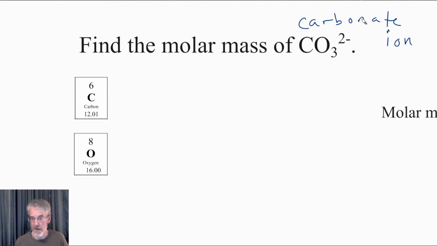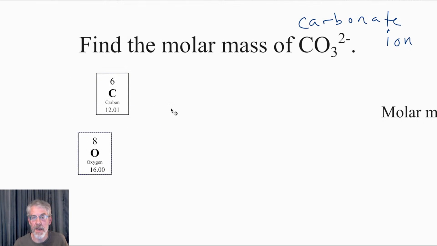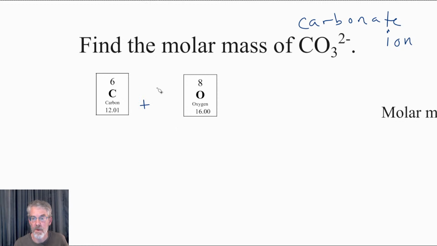All right, carbonate. The trick about the carbonate ion is that this 2-, that means there's 2 extra electrons. Electrons don't weigh hardly anything. So when you see the 2-, if you're finding the molar mass, don't worry about that. They weigh so little, we really don't consider them when we're doing molar mass here.